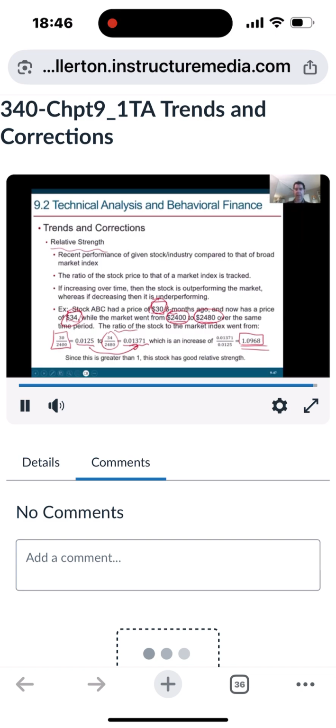Okay, and again, we look down here. Since this is greater than 1, the stock has good relative strength. And again, like Investors Business Daily, they will actually rank all the stocks on their relative strength. So you can see which are actually the strongest in the whole market.